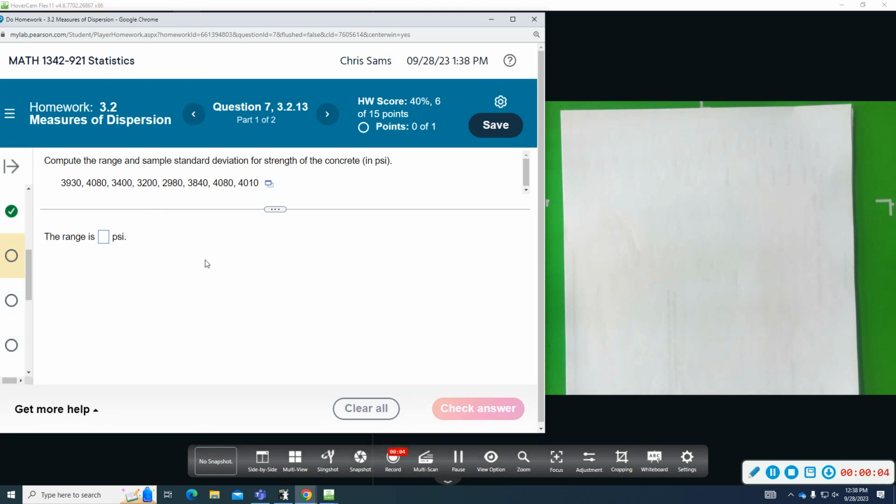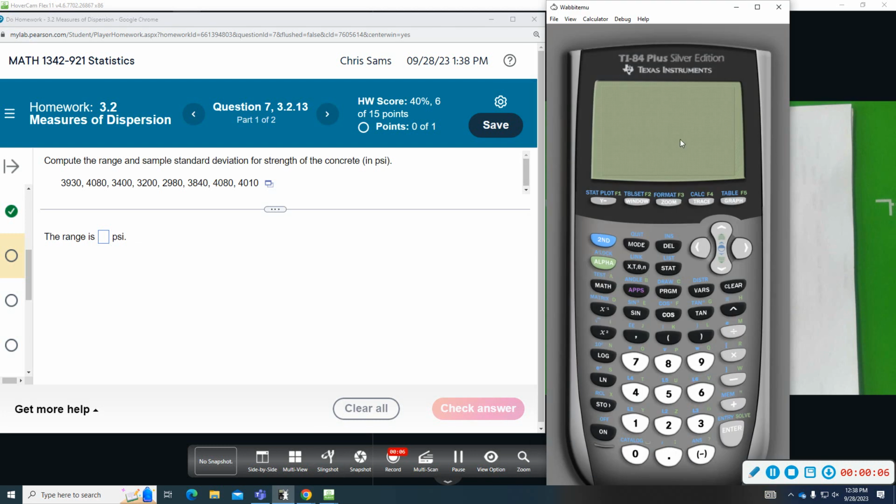So, problem number 7. We want to compute the range and standard deviation for each of the values given. You can do it with Excel, you can do it with the calculator. I'm going to do it with the calculator, following the same steps we've done before. So I'm going to input all the data.